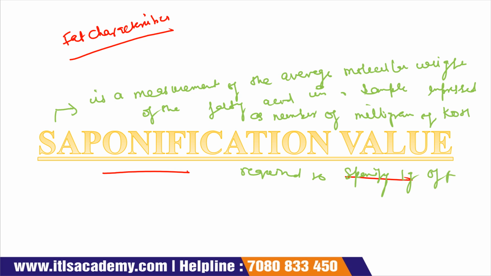That means how many milligrams of potassium hydroxide are required so that we can saponify 1 gram of fat. This is called the saponification value. And this saponification value is used to measure the average molecular weight of the fatty acid present in a sample.